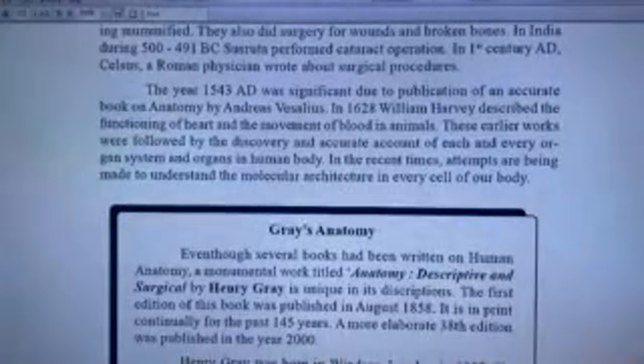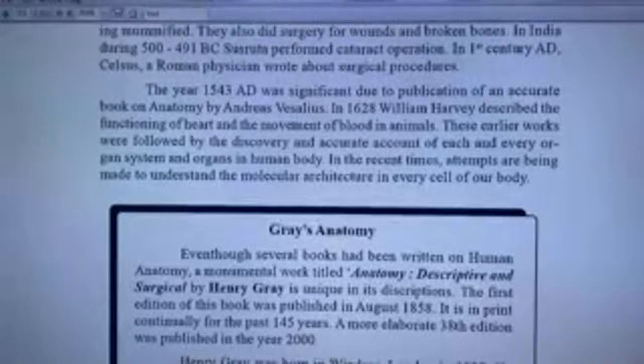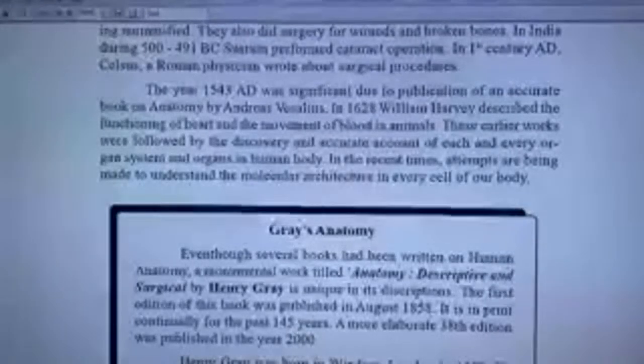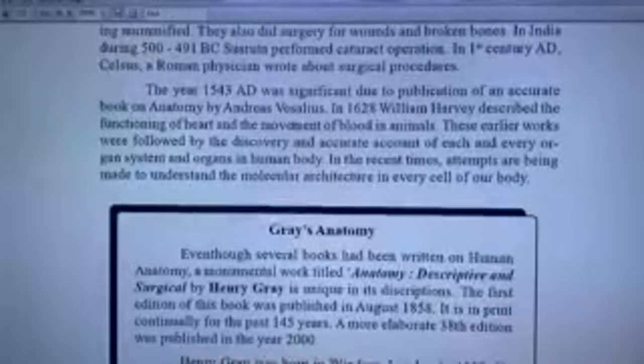The year 1543 AD was significant due to the publication of an accurate book on anatomy by Andreas Vesalius. In 1628, William Harvey described the functioning of the heart and the movement of blood in animals. These earlier works were followed by discovery and accurate account of each and every system and organ in the human body. In recent times, attempts are being made to understand the nuclear architecture in every cell of our body.